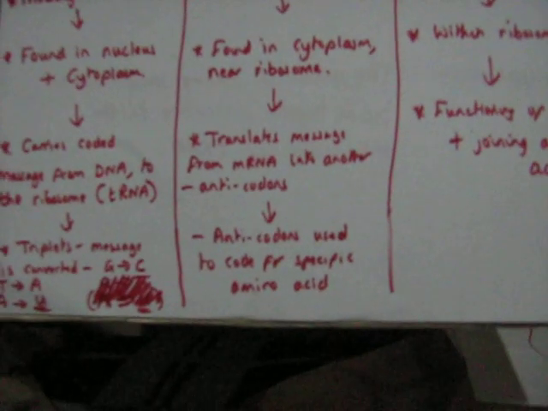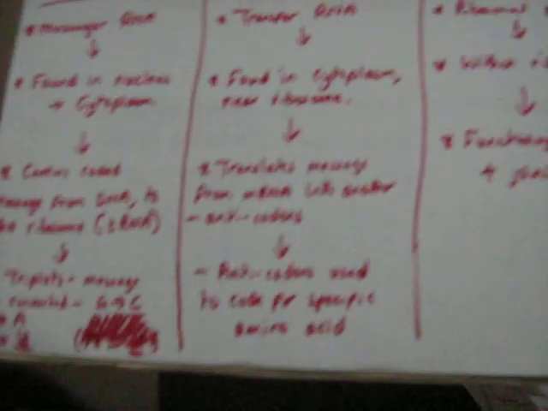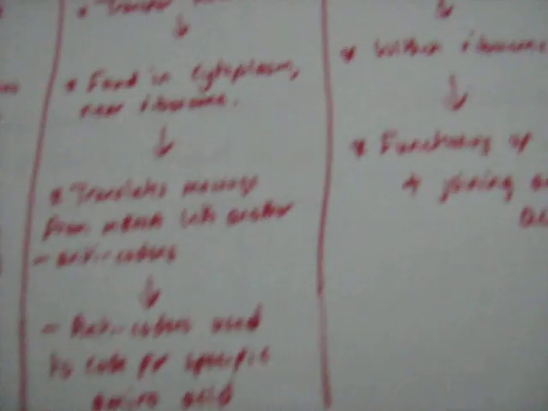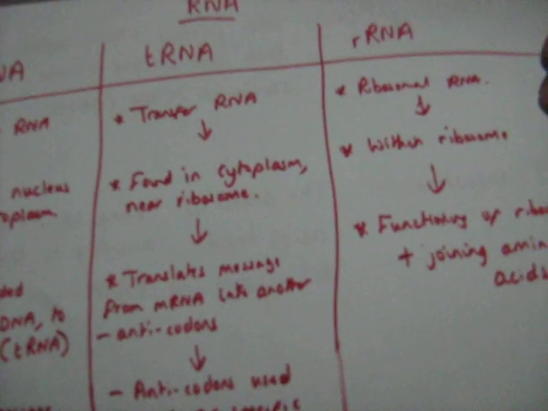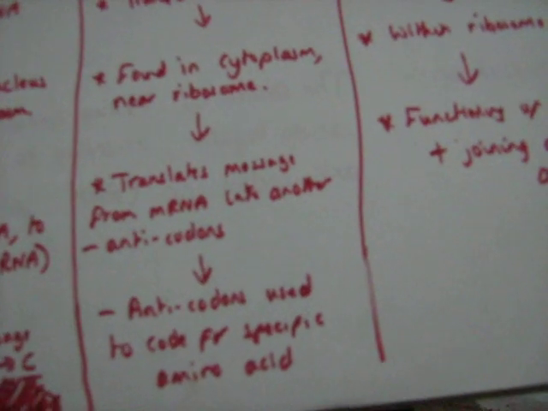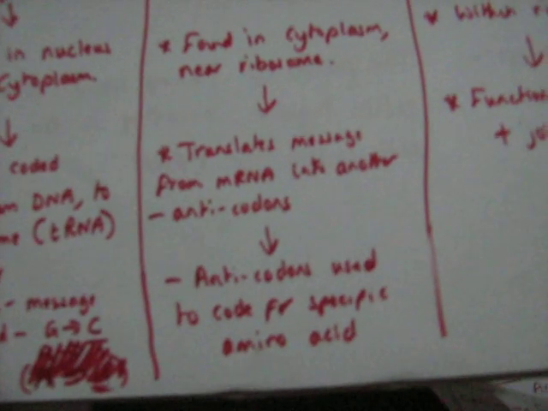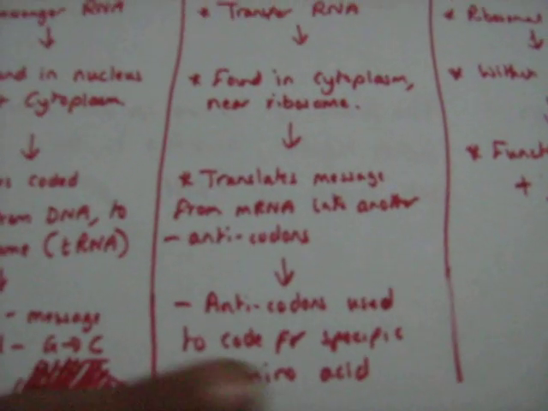rRNA you don't need to know much about, but it's called ribosomal RNA, and it's found within the ribosome. Surprise, surprise. And it's involved in the functioning of the ribosome and joining the amino acids together to form a protein. So that's just a breakdown of the 3 different types of RNA that you need to know about.